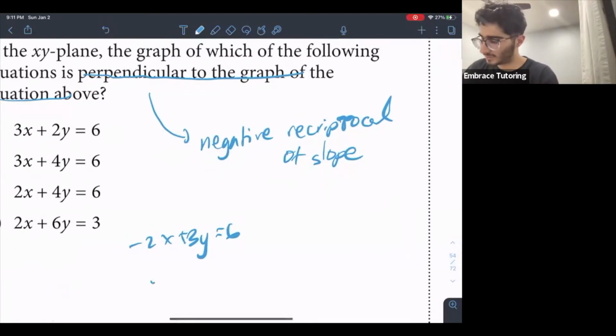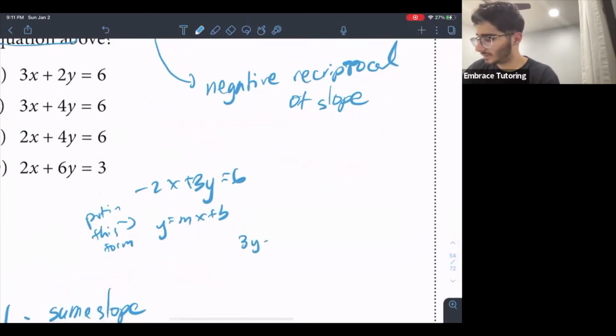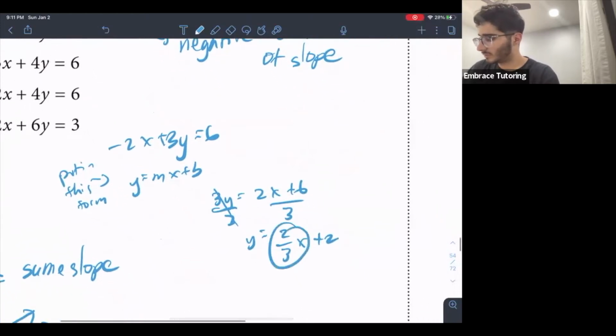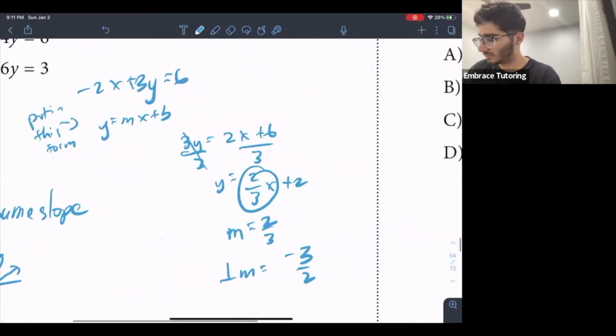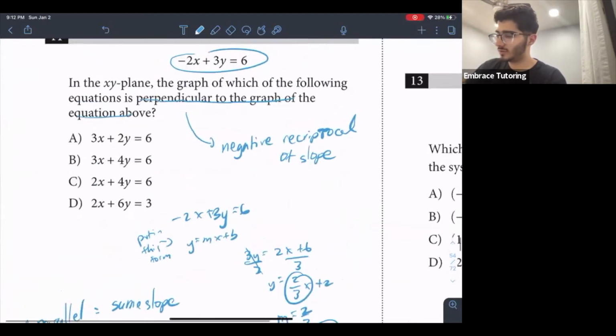To do this, we have to put it in y equals mx plus b form. So then you do 3y is equal to 2x plus 6, divided by 3 on both sides. y is equal to 2 over 3 x plus 2. So the slope is 2 over 3. The negative reciprocal, the perpendicular slope, would be negative 3 over 2. So we have to find the slope that gives you negative 3 over 2.